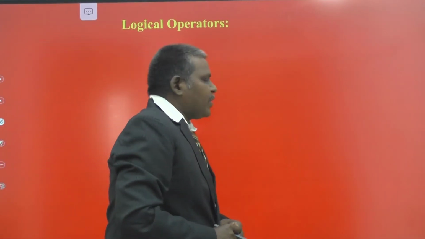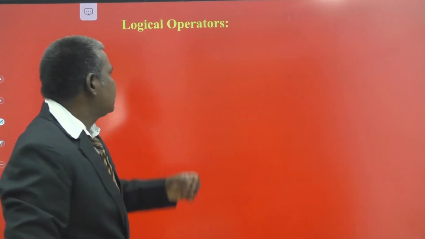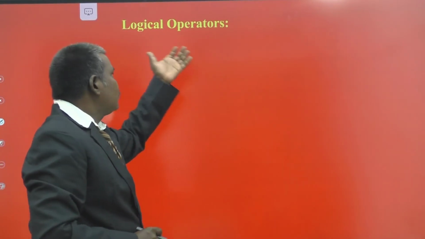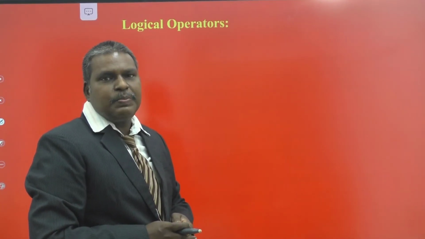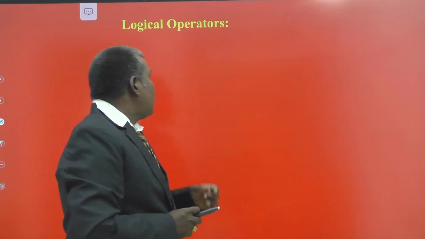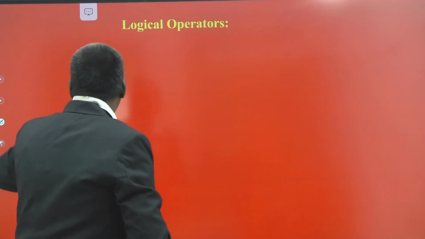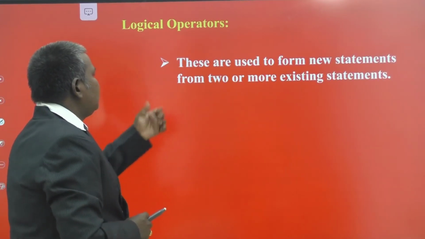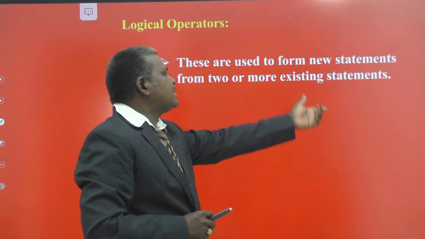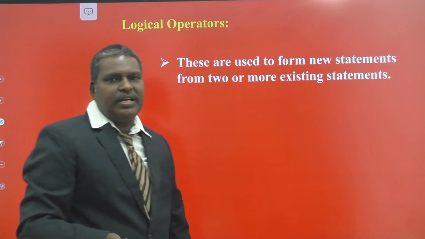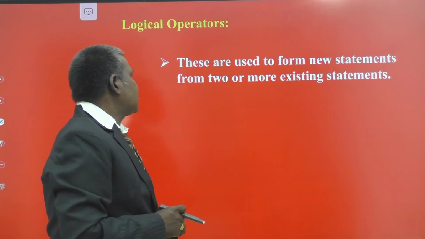What are logical operators? Let us see the next concept. Logical operators are the operators which are used to connect simple mathematical statements. So operators are nothing but connectives here. These are used to form new statements from two or more existing statements. Suppose I have two statements. These two or more statements are connected by the logical operators.